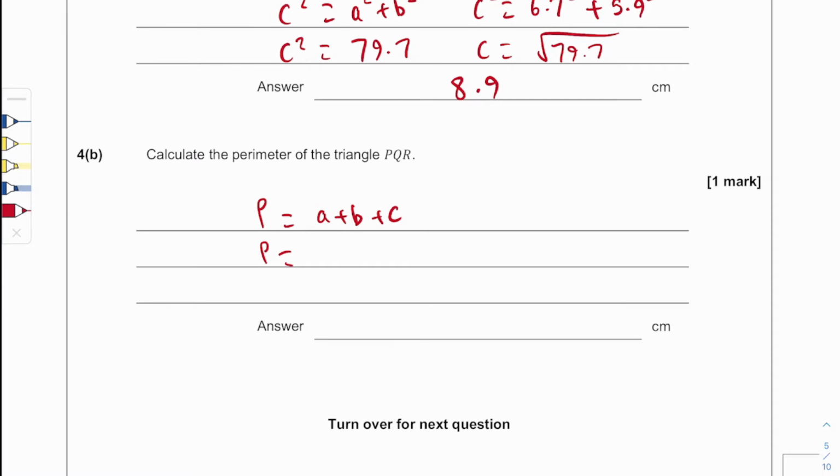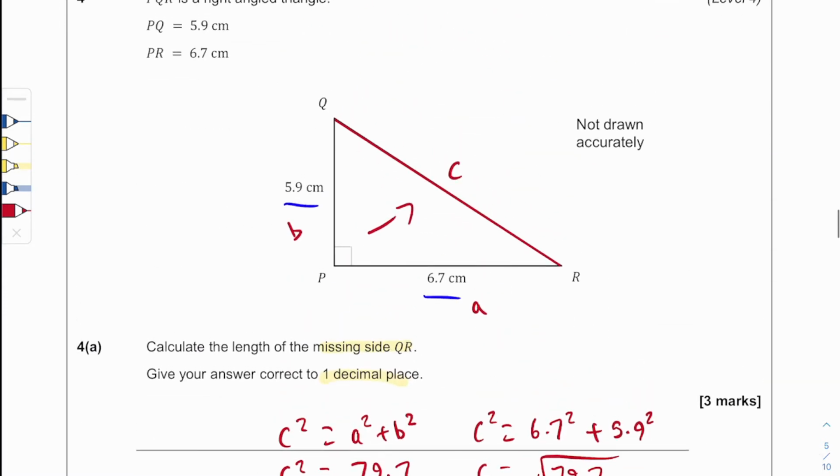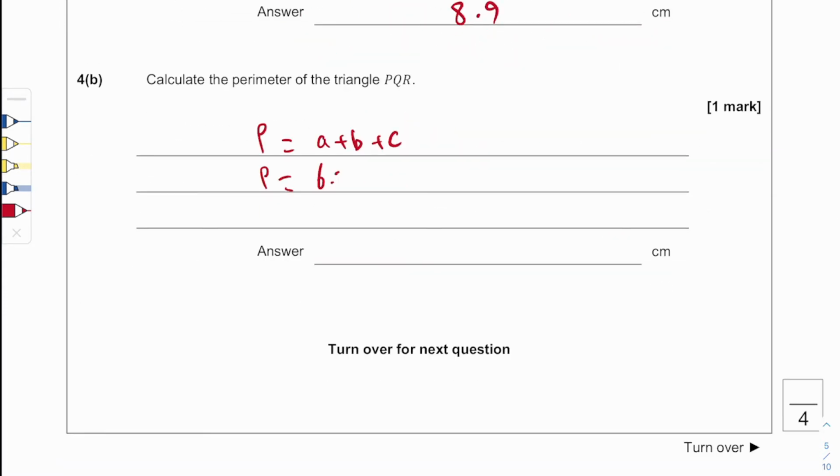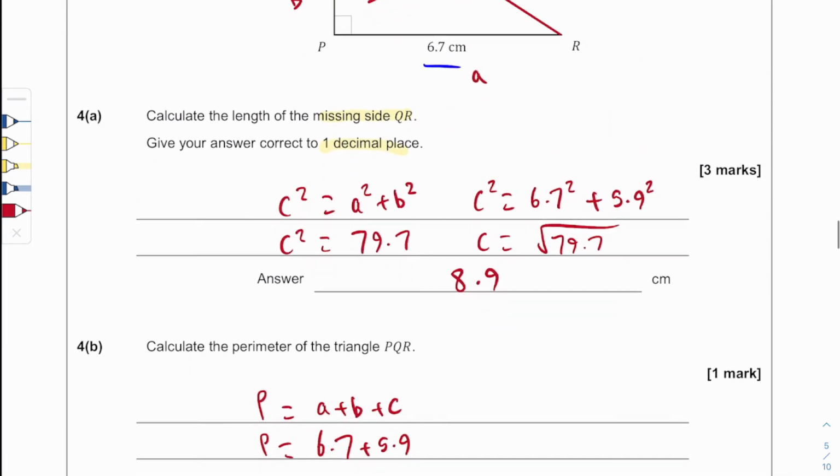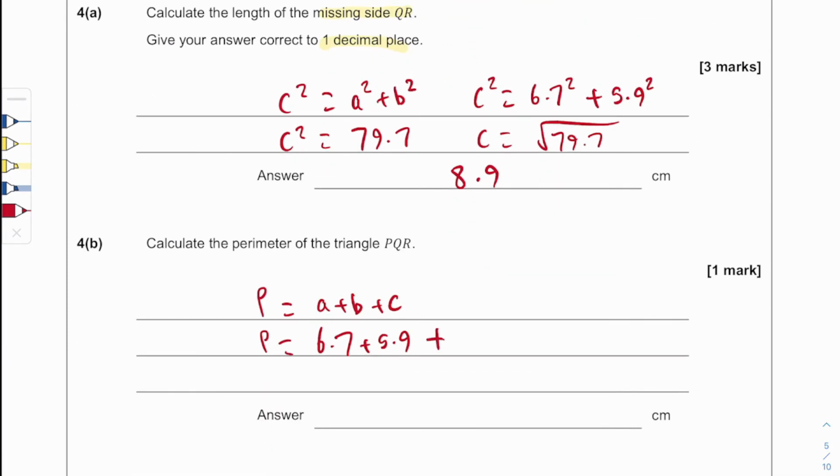So P is equal to our A, which is 6.7, plus our B, which is 5.9, and then plus the side we've just worked out, which is 8.9. So therefore P is equal to, let's grab our calculator again, 6.7 plus 5.9 plus 8.9. So that is equal to 21.5, and the units is centimetres, so 21.5.